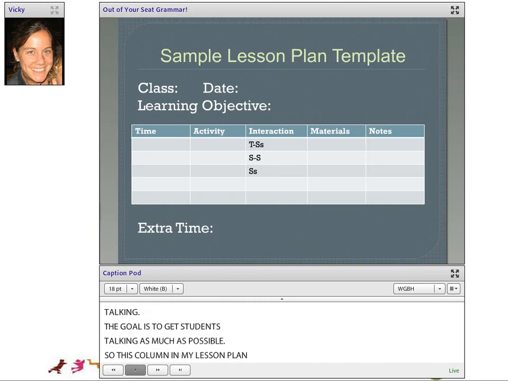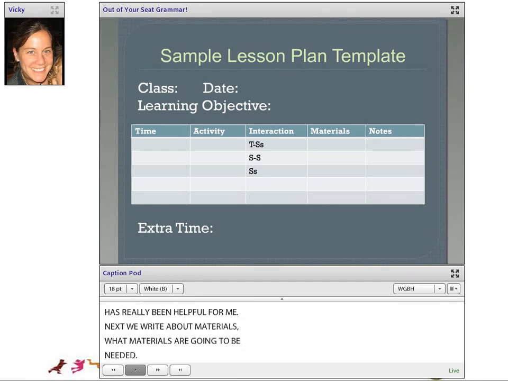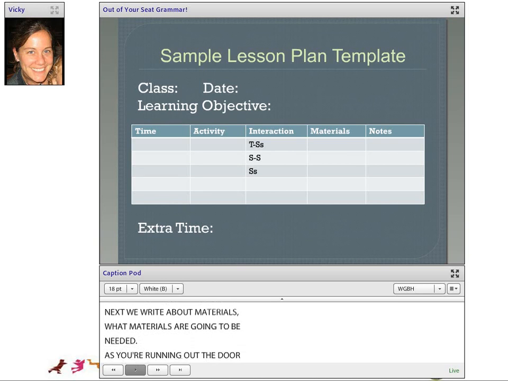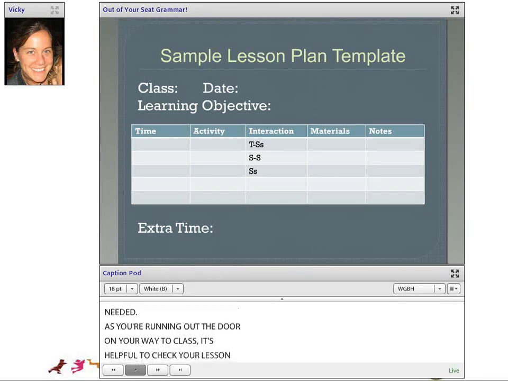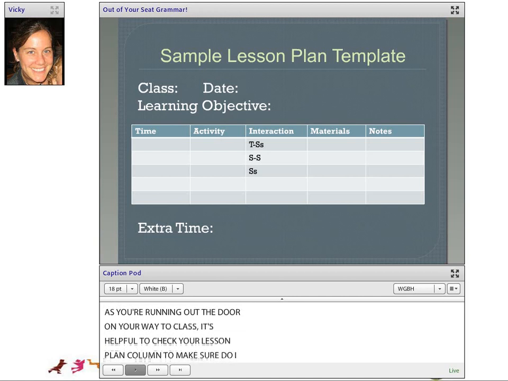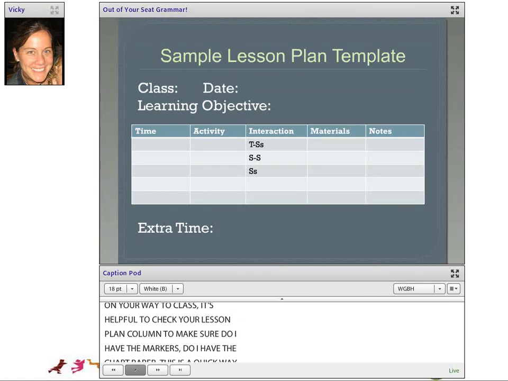Next, we write about materials, what materials are you going to need to bring. As you're running out the door on your way to class, it's helpful to check really quick your lesson plan, your materials column, to make sure, do I have the markers? Do I have the chart paper? This is a quick way to check to see if you have everything that you really need.